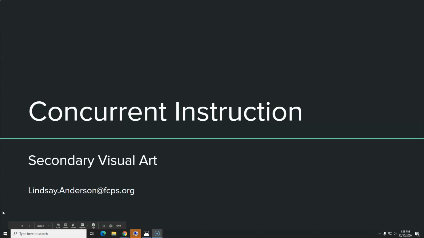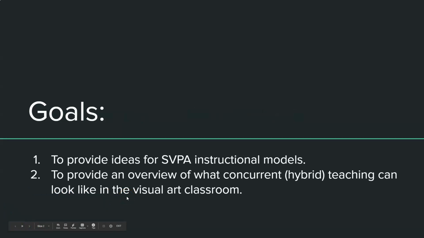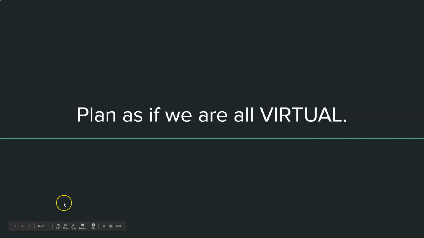I am currently an Art 1 teacher at Frederick High School, but I have spent the past 10 years at the middle school level, so I am hoping that this presentation is applicable to both middle school teachers and high school teachers. The goals for this presentation are, again, to just provide ideas and resources for instructional models, and also to provide an overview of what concurrent or hybrid teaching can actually look like in the visual art classroom.